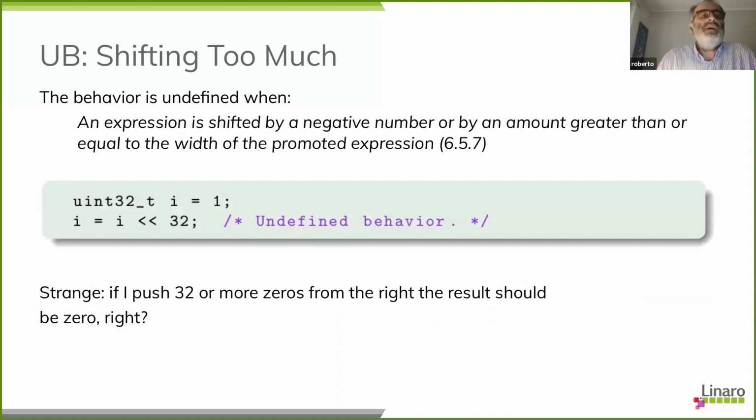Another example, which is very instructive, has to do with shift expressions. It's undefined behavior when an expression is shifted by a negative number or by an amount greater than or equal to the width of the promoted expression. So the negative number, okay, it's reasonable. Why would you want to shift a quantity by a negative shift count? But it's less easy to understand why on earth it is undefined behavior shifting an unsigned 32-bit quantity 32 positions to the left. If we interpret left shift as pushing zeros from the right-hand side, then if we push 32 or even more zeros, we would zero the variable. So i should be 0 in the end, right?